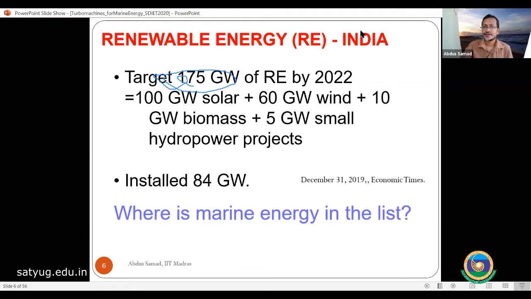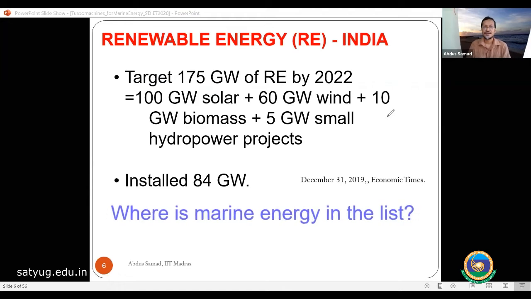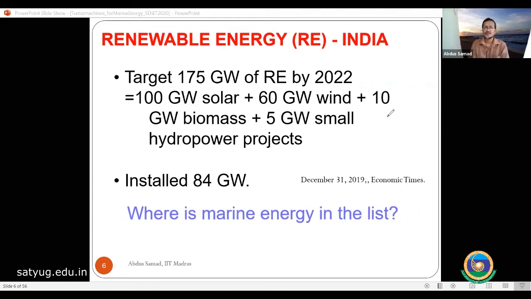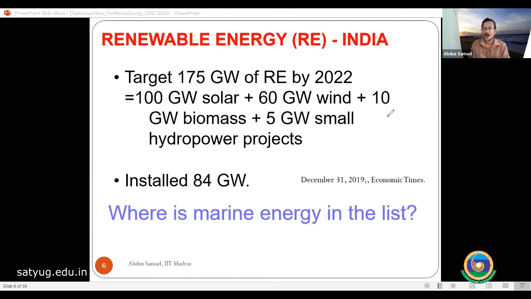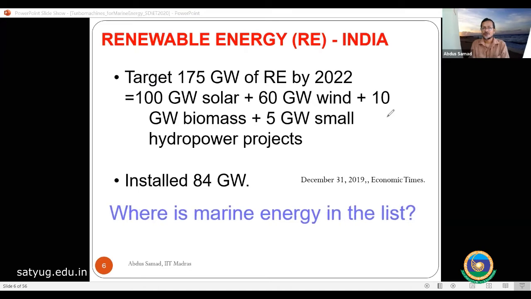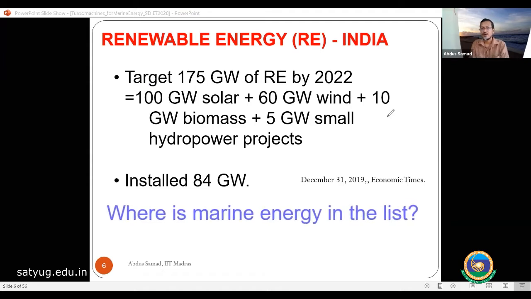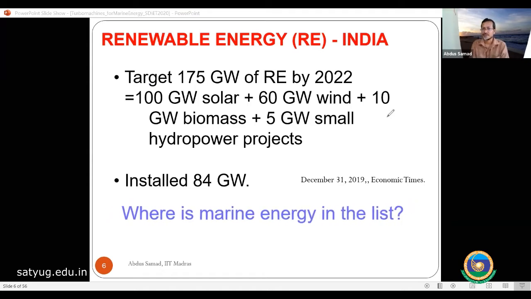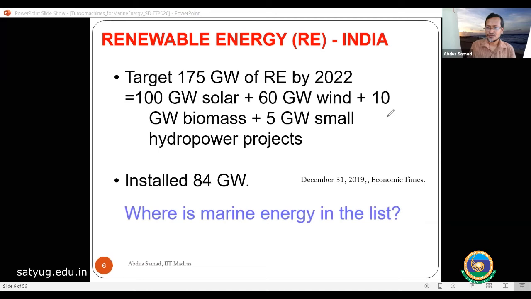So in India, the government has targeted 175 gigawatt of renewable energy by 2020. It will be almost half of the country's requirement. And 100 gigawatt the government is expecting from solar, 60 gigawatt from wind, 10 gigawatt from biomass, and 5 gigawatt from small hydropower projects like in the Himalayan area or northeast area. Lots of small waterfalls will be there, so the government or people can use energy from there.